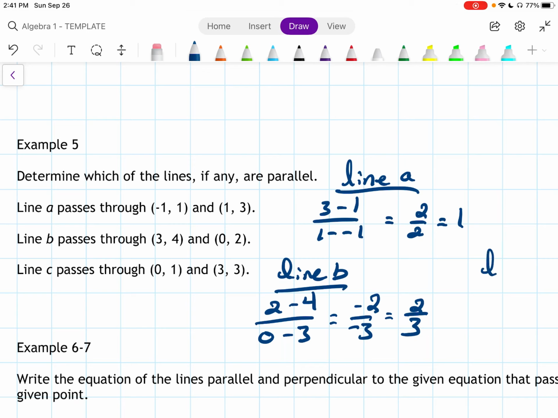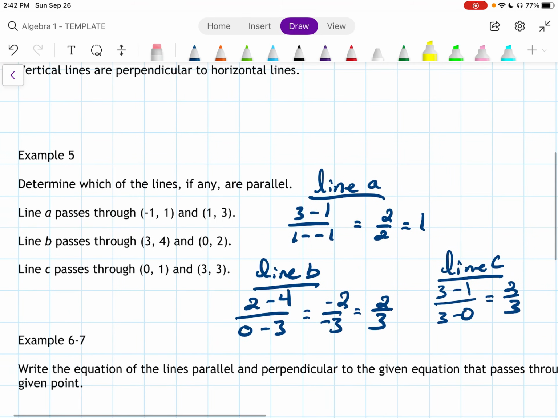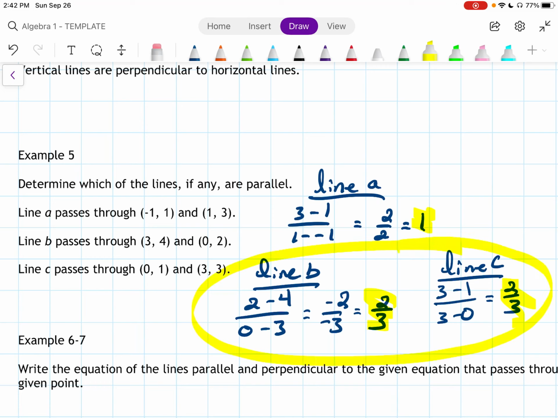And lastly, for line C, that's going to be 3 minus 1 over 3 minus 0, which will be 2 over 3. All right, so I found my slopes. I have 1, 2/3, and 2/3. The two lines with 2/3 are going to be parallel. So line B is parallel to line C. And the way that we could write that would be line B is parallel, that's the parallel symbol, line C. Right, for the parallel symbol, think about a ladder without the spot where you'd put your feet.